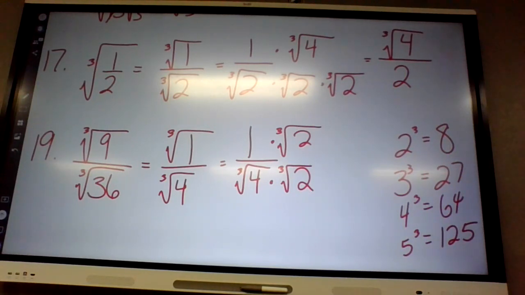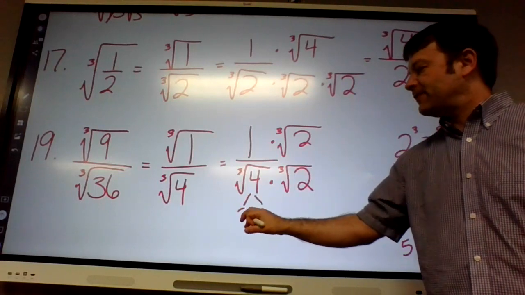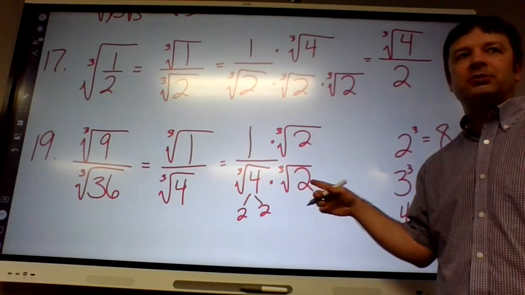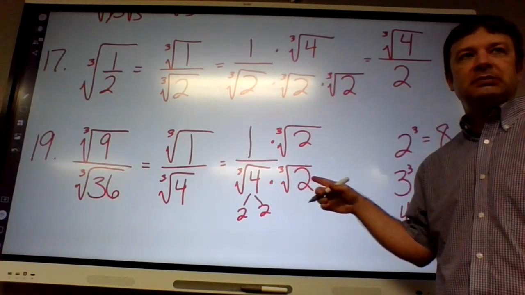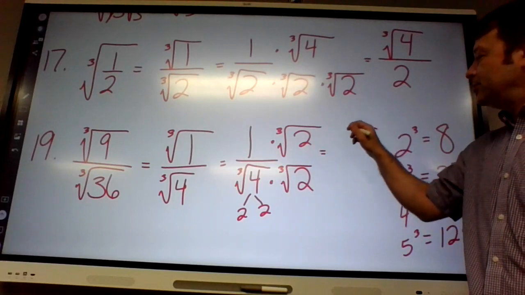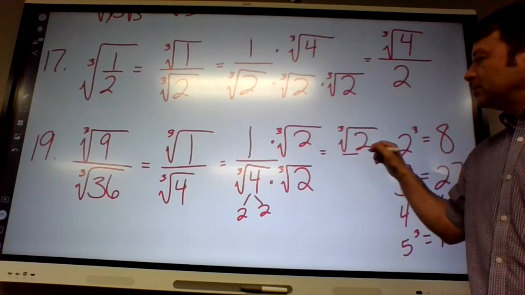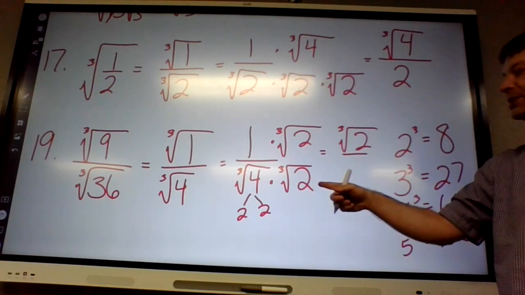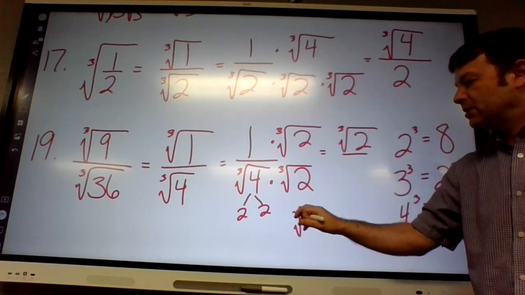Could you have done times 3 if you wanted? No, you need to turn it into something that actually has a cube root. Because this 4 already has two 2's in it, we just need one more 2. Okay, so the top is cube root of 2, right? And then the bottom is cube root of 8, but what is the cube root of 8?